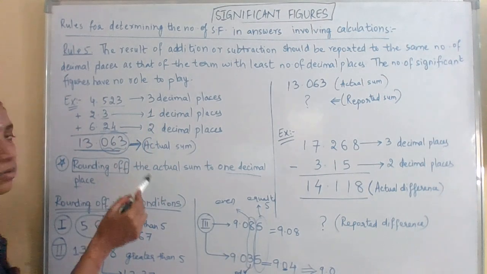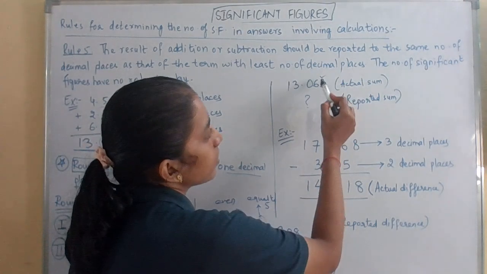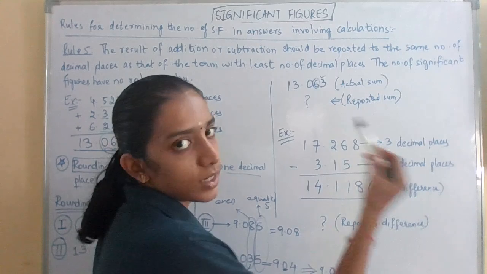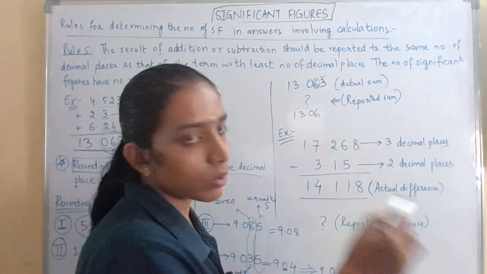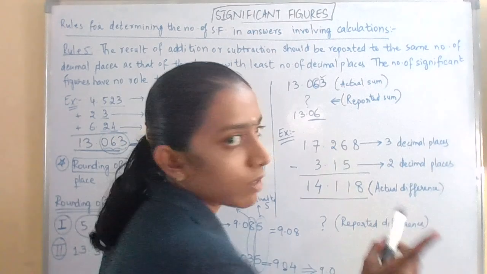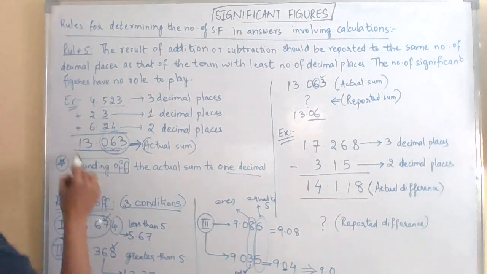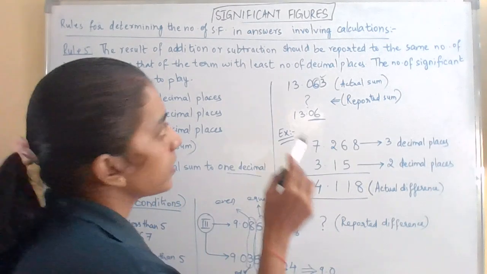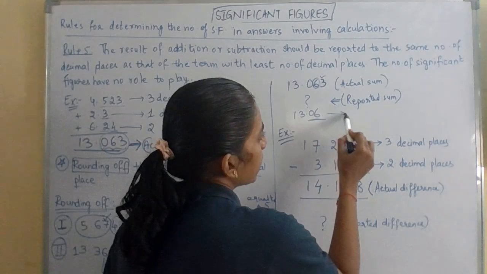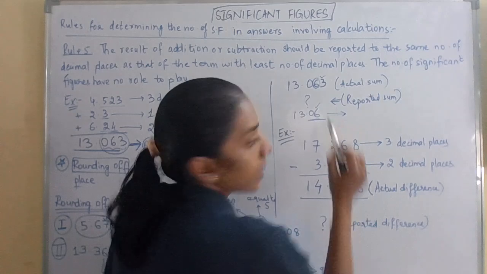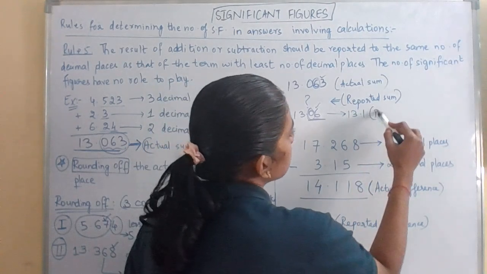Now this actual sum, you have to report it to 1 decimal place. 13.063. 3 is less than 5. If it is less than 5, the before digit you take as it is, 13.06. But is this the reported sum? No. You have to reduce it to 1 decimal place, because according to rule 5, the number of decimal places in the resultant sum should be equal to the number of decimal places in the term which has the least number of decimal places. So 13.06, again you have to round it off. 6 is greater than 5, so the before digit should be increased by 1, giving 13.1. This is the reported sum.